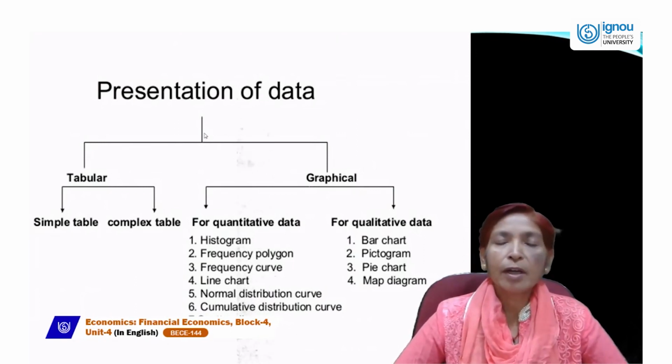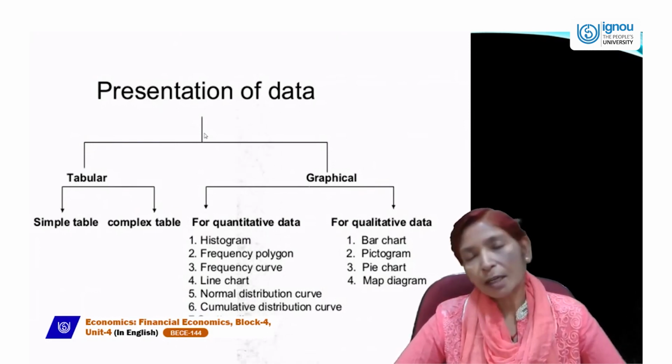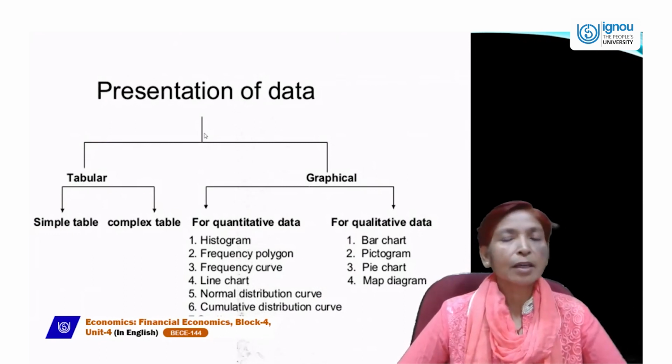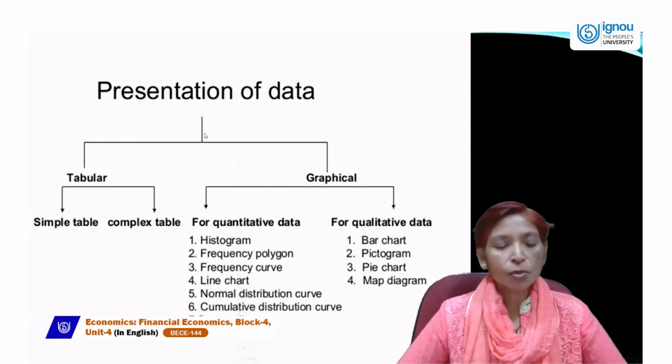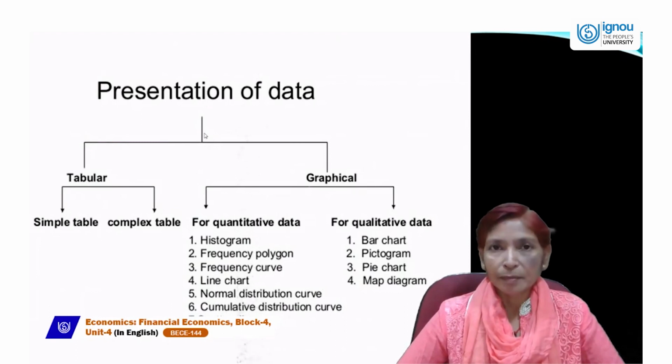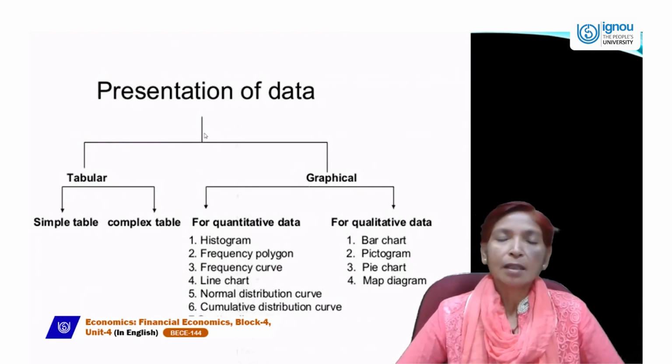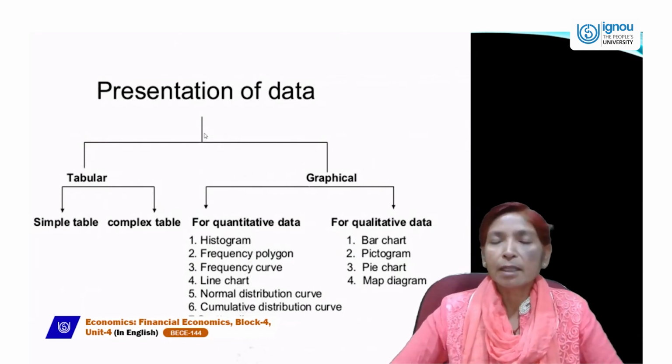So data can be shown with the help of the following ways of presentation. Presentation of data can be done with the help of tabular presentation and graphical presentation. In tabular presentation, we can make simple tables and we can draw complex tables. For example, if we are showing the students of class 11th and class 12th, that is called a simple table. But if we are showing students of class 11th in rural area and in urban area, and after that we classify them into male and female, that is called a complex table. And students of class 12th in urban area, again in rural area, again divided into male and female, that is called a complicated table.